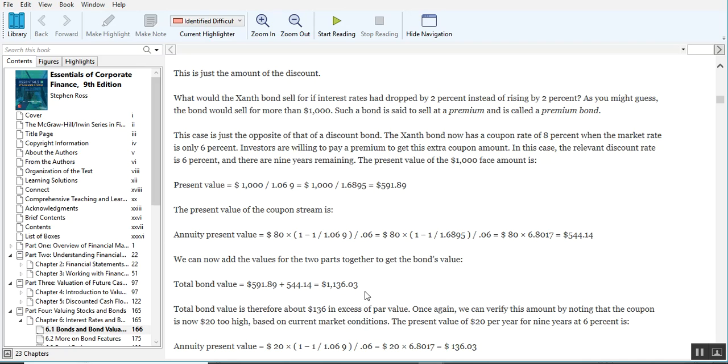We add those together and we get a total price on the bond itself of $1,136.03, and that is going to be a premium, or above the value of the bond that's on the face.